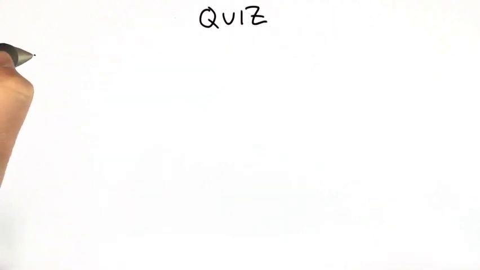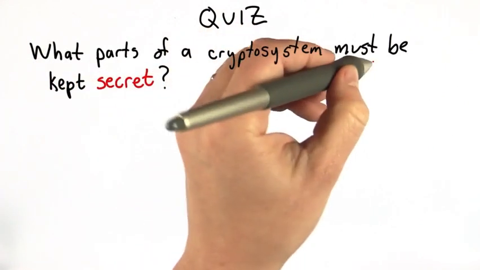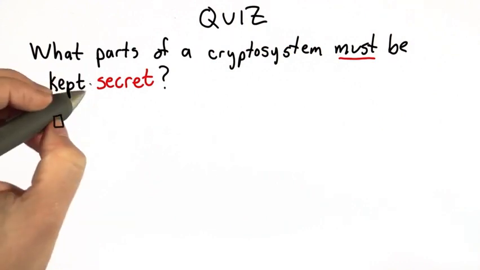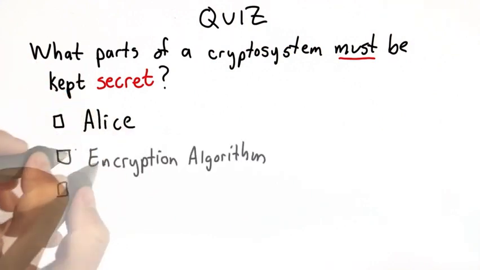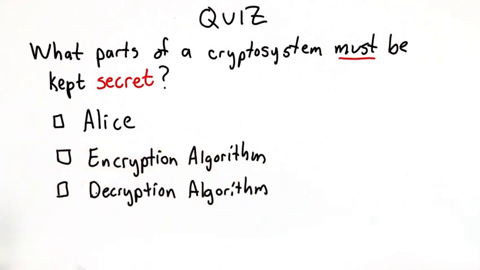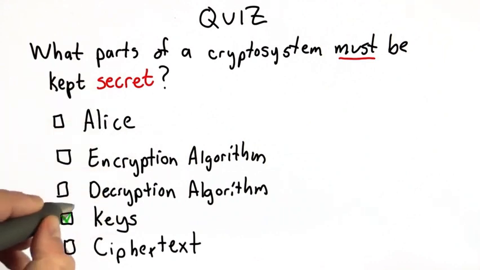So this quiz is to check that you understand Kirchhoff's principle and understand the terms that we've defined. So the question is, which parts of a crypto system must be kept secret? The choices are Alice, the algorithm used for encryption, the algorithm used for decryption, the keys, and the ciphertext. Check all the parts that must be kept secret. The answer is just the keys.